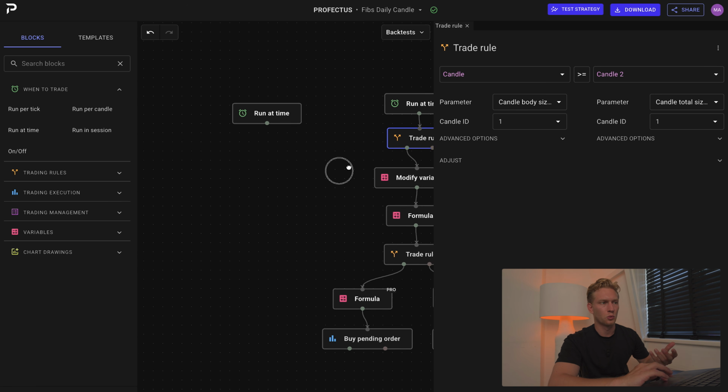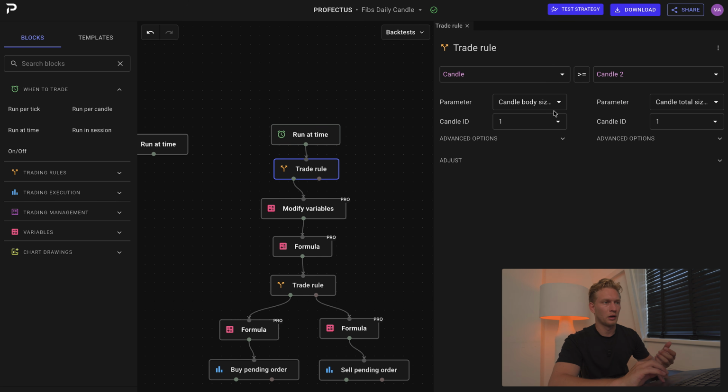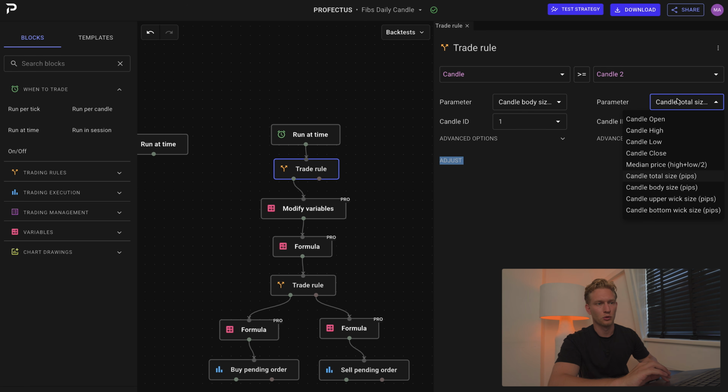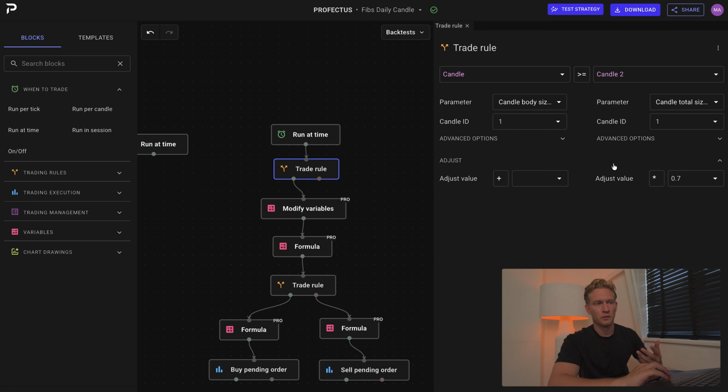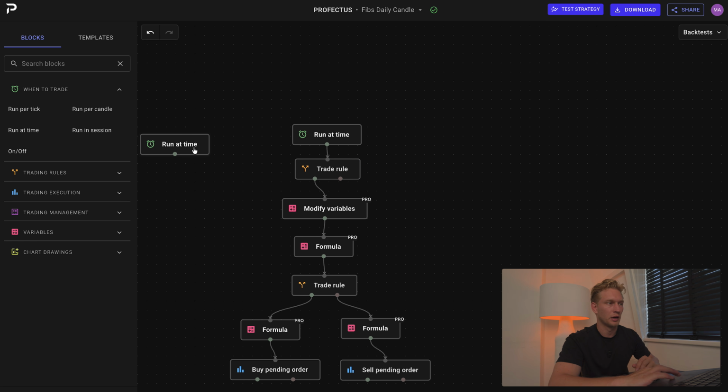And then how does this work? Well, at 1, we're gonna check if the candle body size in pips of candle 1, so the last closed candle, on the daily time frame, yesterday's candle, we're gonna check if that body size is bigger than the candle total size in wicks times 0.7. You can also do 0.5, but I really want 70% of the candle needs to be a body and 30% can be a wick. That's what we are checking here. You can adjust that value, optimize it how you want.